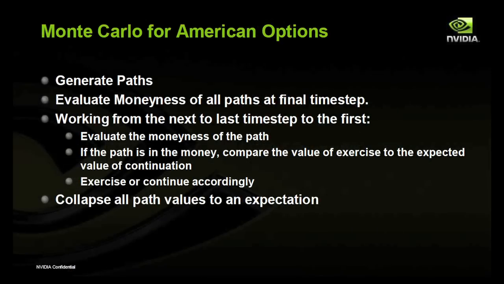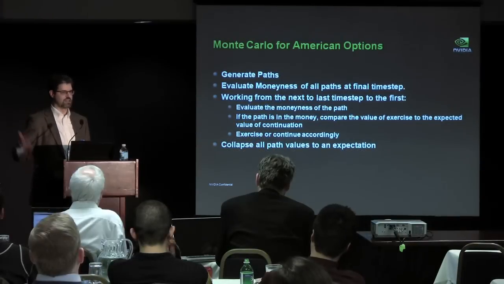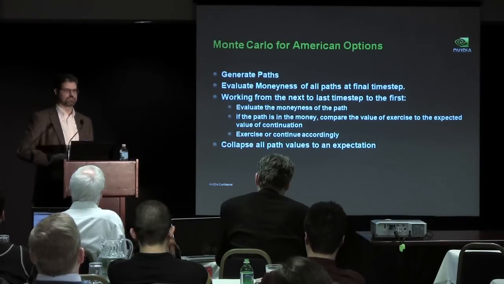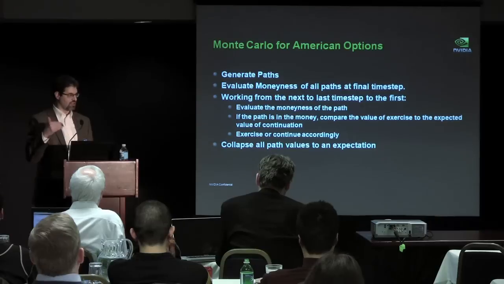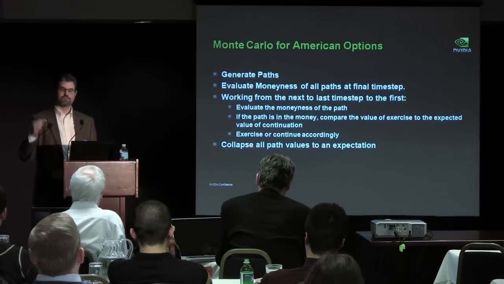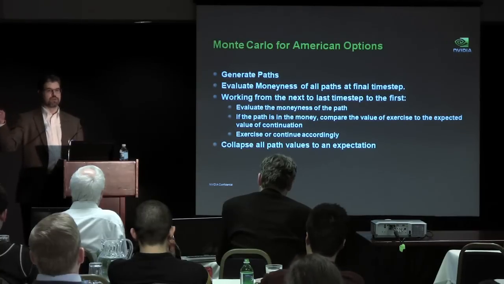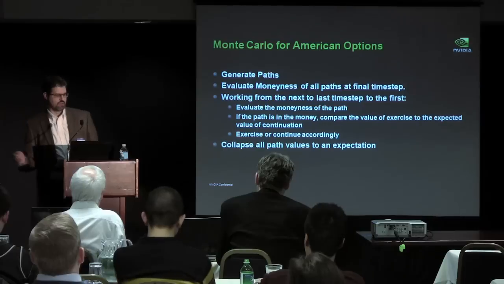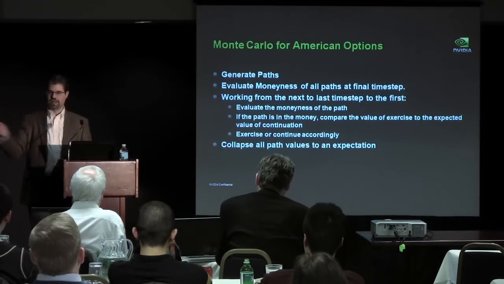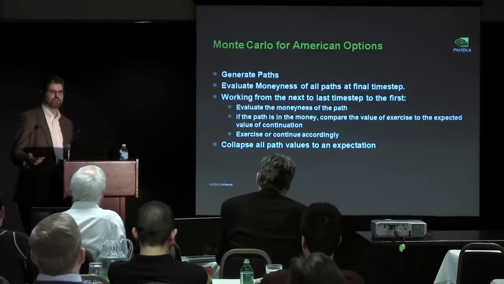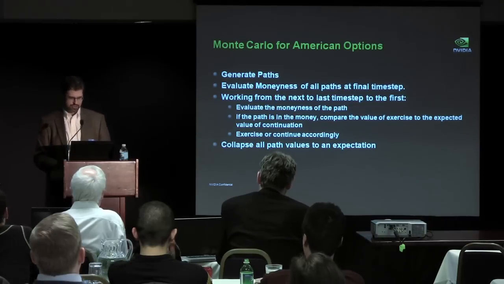So what is Longstaff-Schwartz Monte Carlo? Everyone here probably already knows, but just in case someone doesn't do a lot of Monte Carlo, you're just doing Monte Carlo for American options. So the key difference: you generate the paths, you're evaluating the moneyness at the end, and then you come backwards through time and figure out, is this particular path in the money? And if it is in the money, is it better to exercise now, or do I expect that I would be better off waiting and exercising later? And then when you get to the end, you collapse all these paths and you form an expected value for whatever it is you happen to be pricing, whatever the option in question is.